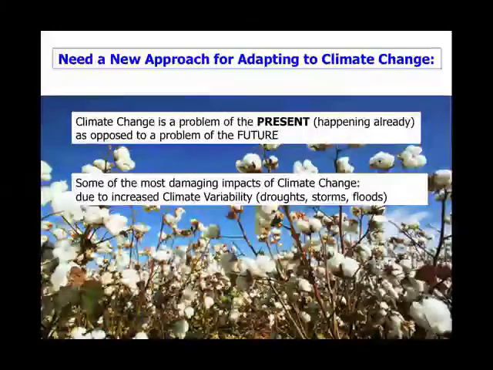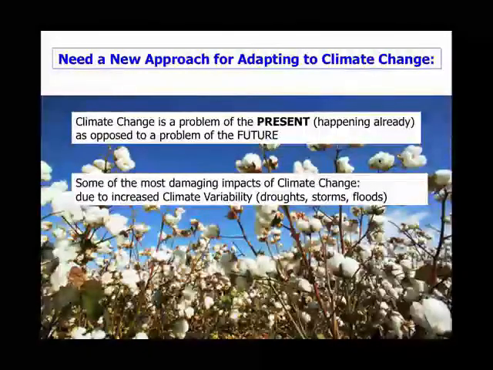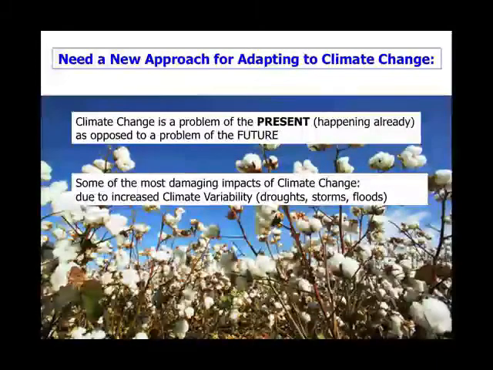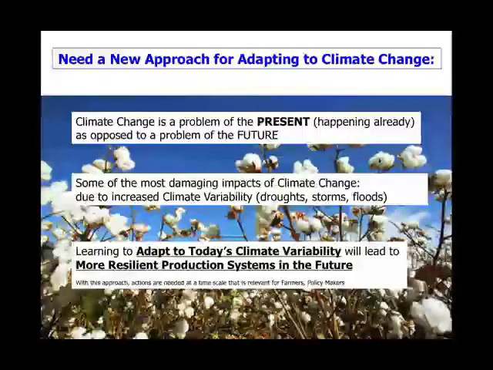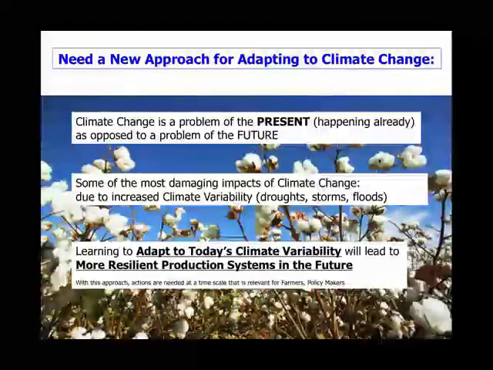Two, some of the most damaging impacts expected of climate change are those related to increased climate variability, to the frequency and the intensity of droughts, storms, floods, the same events that are damaging our production systems today. And therefore, learning to adapt to today's climate variability will lead to more resilient societies, including agricultural production systems in the future, with the advantage that the actions needed to improve the adaptation are needed today.